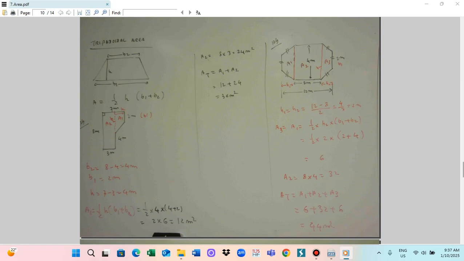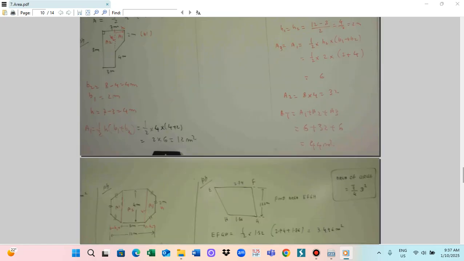And similarly A2 you can calculate. A2 is base multiplied by height. The base is 8 and the height is 4, so 8 multiplied by 4 is 32. So the total A is equal to A1 plus A2 plus A3, which is 6 plus 32 plus 6. So 12 plus 32, and you get 44 meter square.